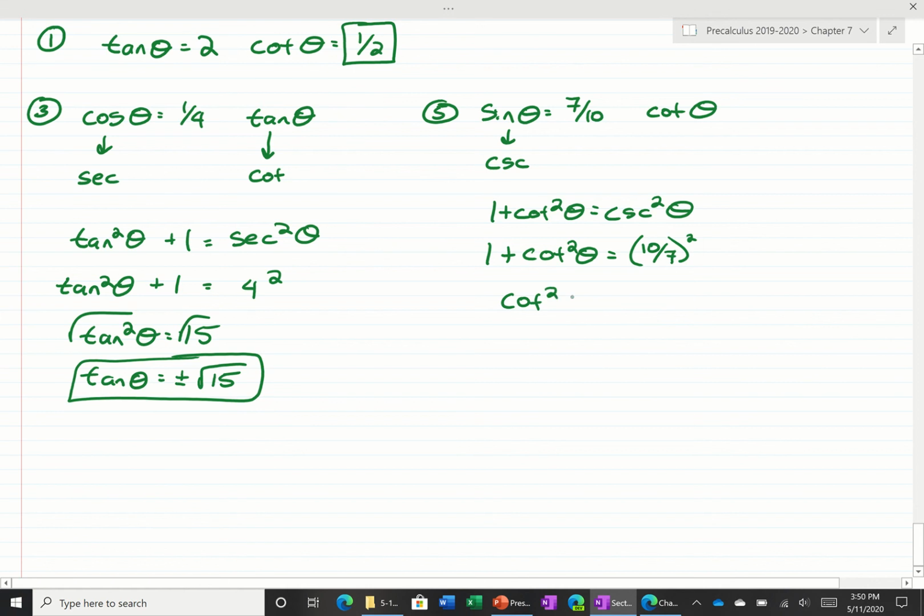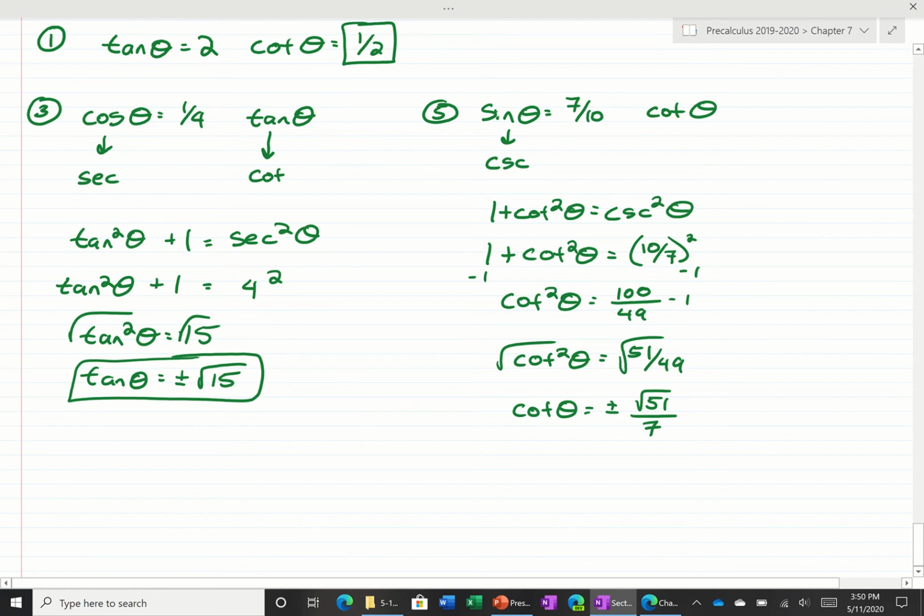So we'd get cotangent squared of theta is 100/49 minus the 1. We'd get cotangent squared of theta is equal to 51/49. And taking our square root, we get that the cotangent of theta is equal to plus or minus the square root of 51 over 7. So I do think that there's a little typo on the answer sheet. It should be the square root of 51 over 7, just like we have here. All right.